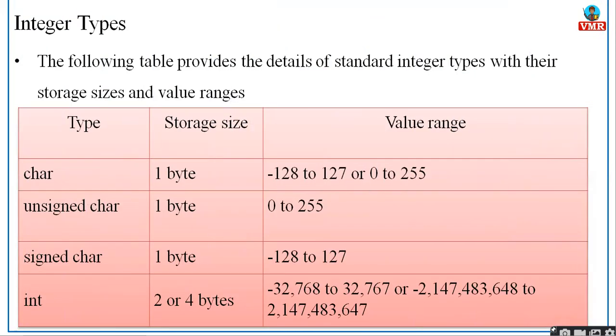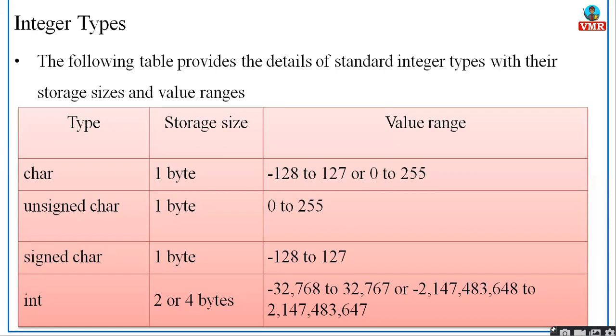First, integer types. In this table, you can see the different integer types, their storage size, and their value range. Even char is included here. The following table provides the details of the standard integer types, that is your basic types, with their storage sizes and value ranges. You can remember this in a very easy way.